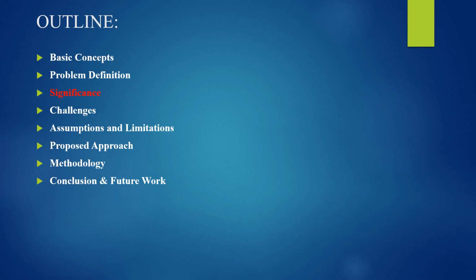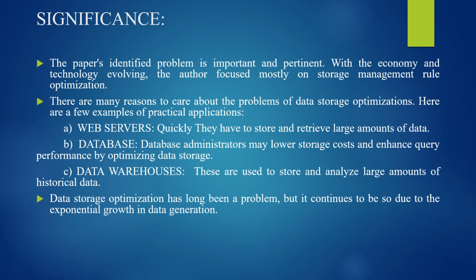Next one is significance. In significance, the paper identified that the problem is important and pertinent. With the economy and technology evolving, the authors focused mostly on storage management rule optimization. Coming to a few examples of practical applications, web servers, databases, and data warehouses are there. Coming to web servers, they have to store and retrieve large amounts of data, where administrators may lower storage costs and enhance query performance by optimizing data storage.